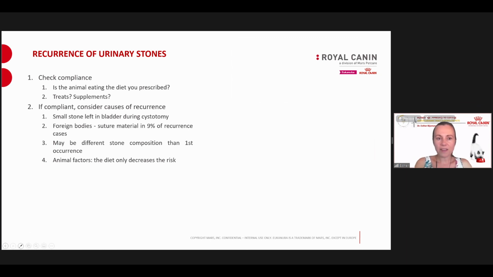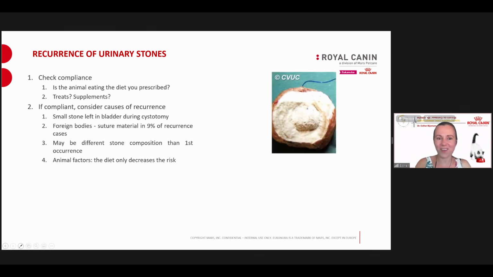In 9% of the recurrence cases, there is actually suture material in the nidus of the stone. So this is an important one to consider, and that you use suture material that is appropriate for bladder. And I have a nice picture of that here, a stone in which you can literally see, I think this must have been PDS or something like that, very either non-dissolvable or very slowly dissolvable suture material that was used for the bladder. It is also possible, of course, that this stone is completely different than the first occurrence.